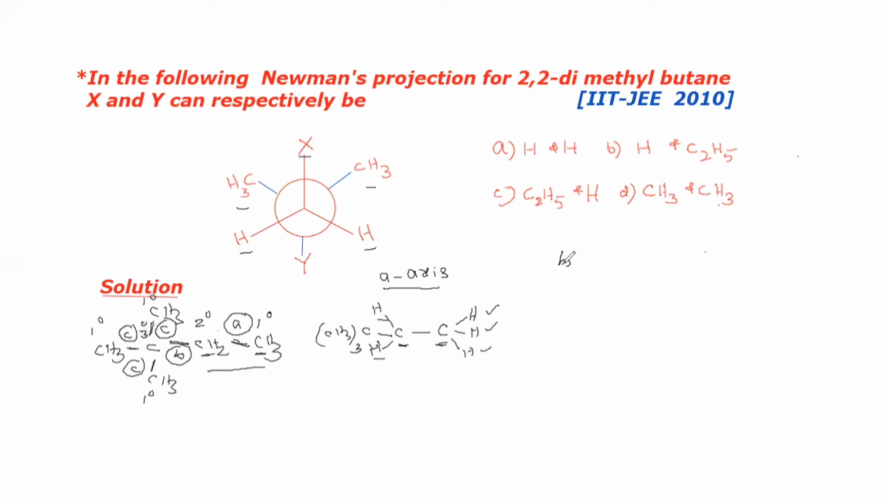Now consider B axis. This is B axis. On this carbon, groups are two hydrogens and one methyl. On this carbon, methyl, methyl, methyl, three methyls are there.